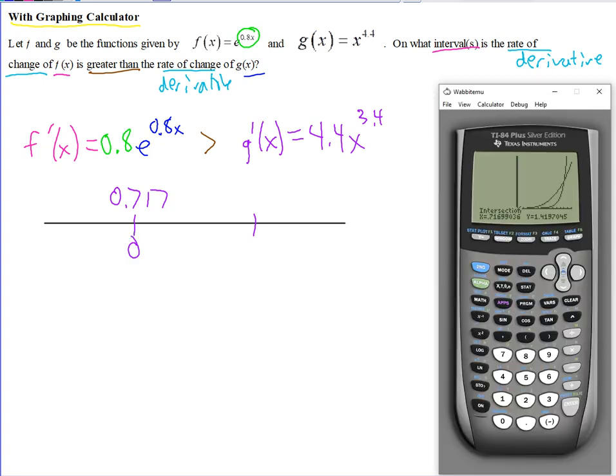And now let's find our other point of intersection. Again, second calc. 5 intersect. First curve y1, second curve y2, enter, and then yes. Use the right arrow or type it in. We want to find this point of intersection here. So that's 13.047.